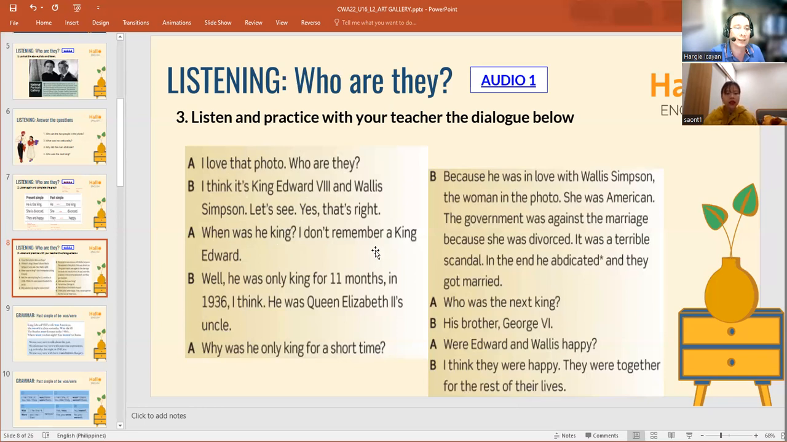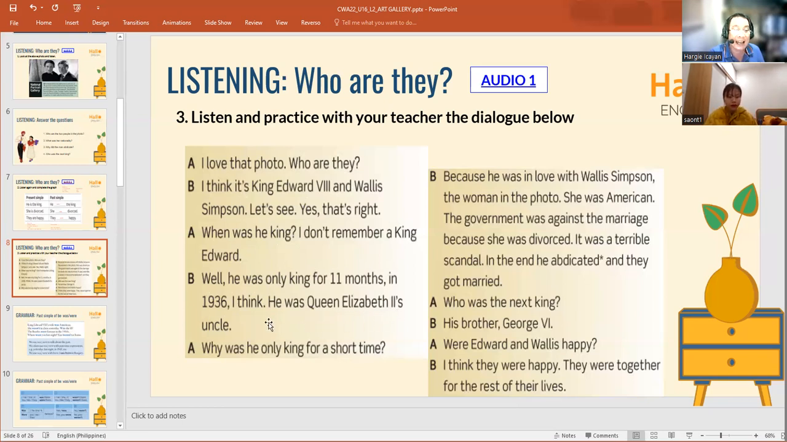Yes, that's right. When was he king? I don't remember a King Edward. Well, he was only king for 11 months in 1936. I think he was Queen Elizabeth the Second's uncle.